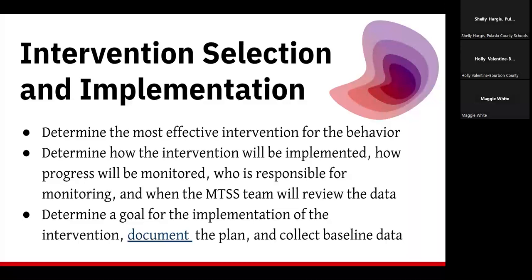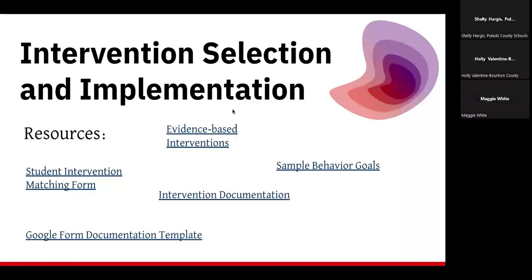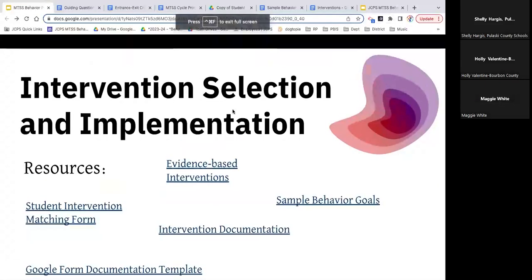We need to determine how it's going to be implemented. How is progress going to be monitored? Who's going to be responsible for that? When is our team going to meet to review that data? And then we also need to come up with a goal for the implementation, collect and document the plan, and collect that baseline data. So on the next slide, we have some different examples of evidence-based interventions.